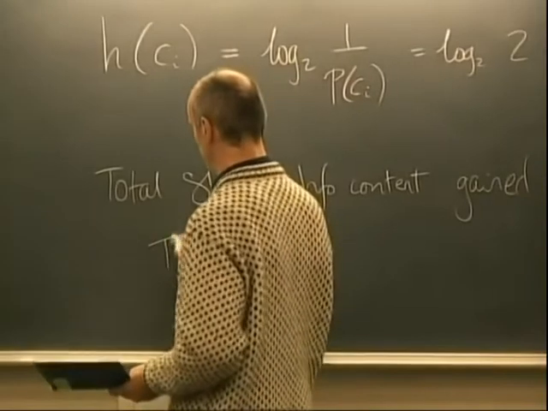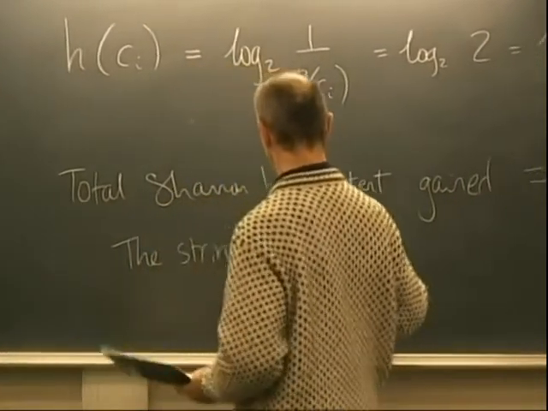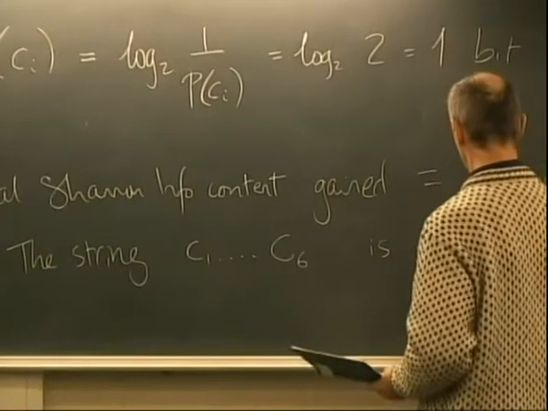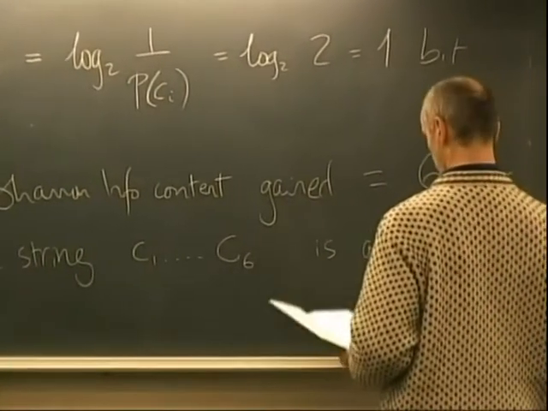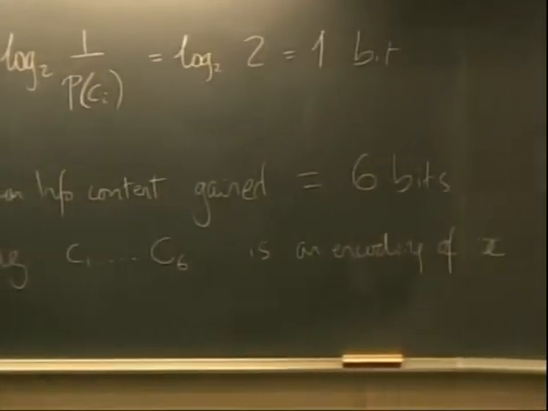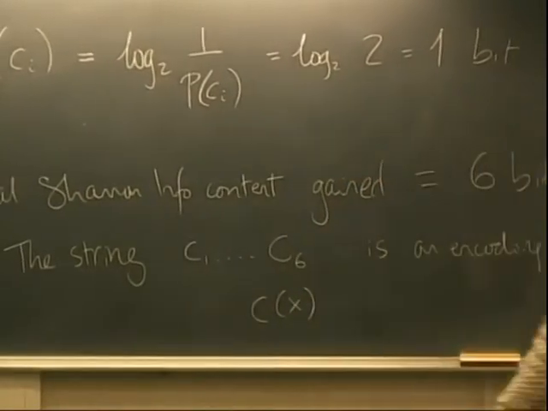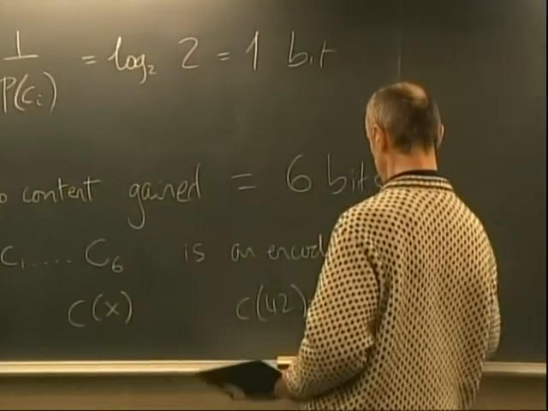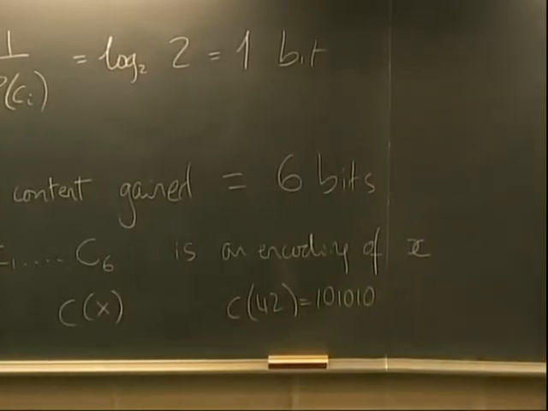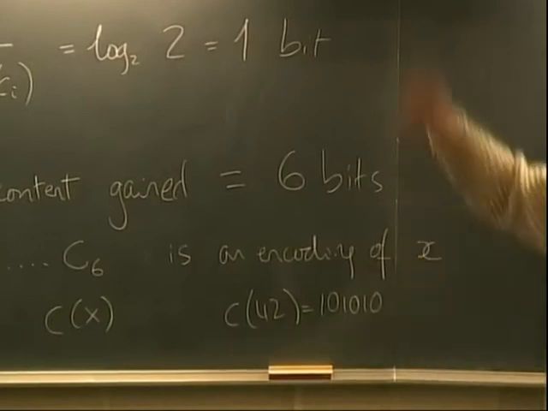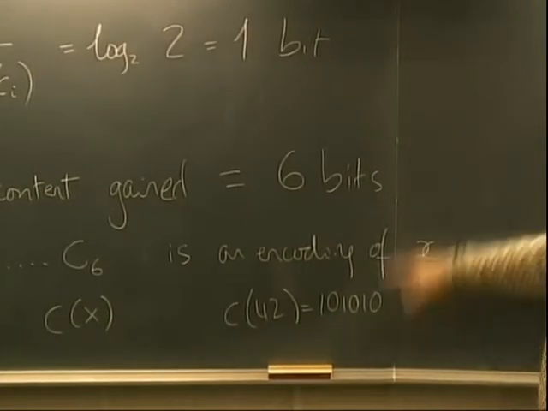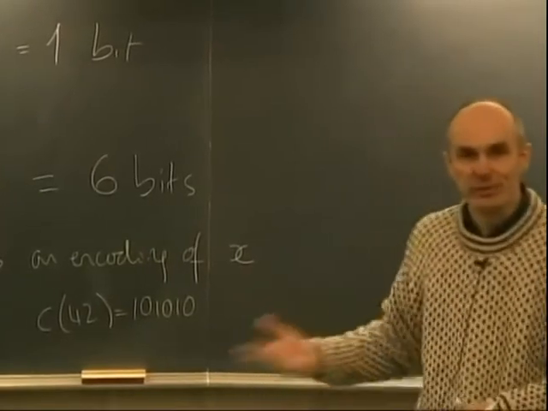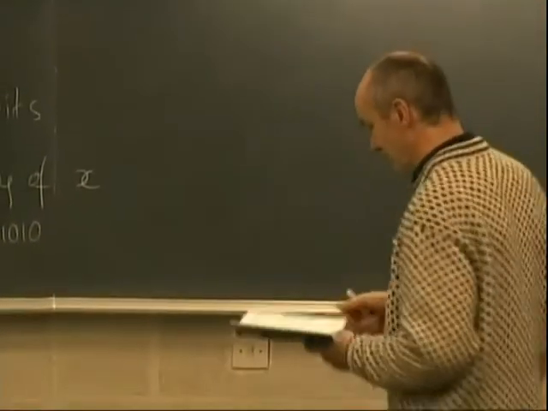And the string of answers that you got, C1 to C6, is an encoding of X. And we could give that a name, we could call it C of X if we want. So that's the string of 6 bits. So C of 42 was 101010. So we're making a connection to compression, because we're saying if you get an outcome, you can compress it into 6 bits. And 6 bits is the Shannon information content, and it's all making sense. There's nothing very surprising happening here. Okay, so this is very weak evidence for the idea, yep, Shannon information content is looking promising.